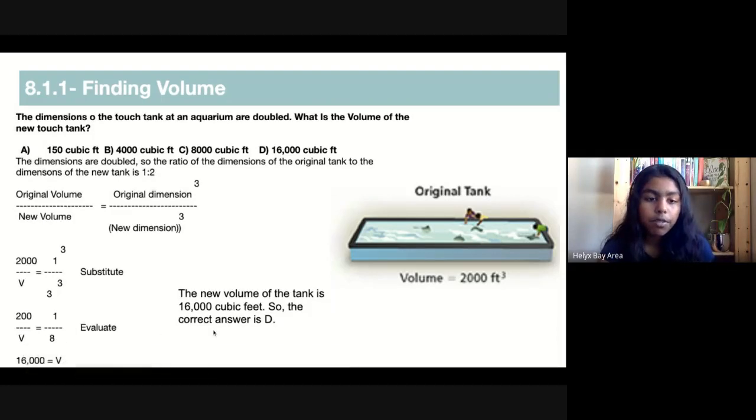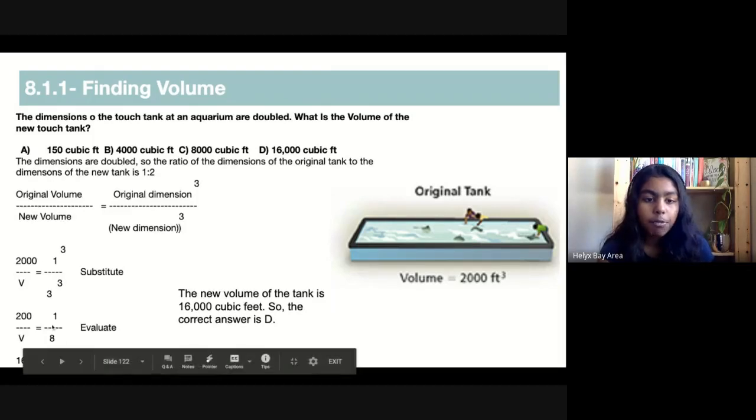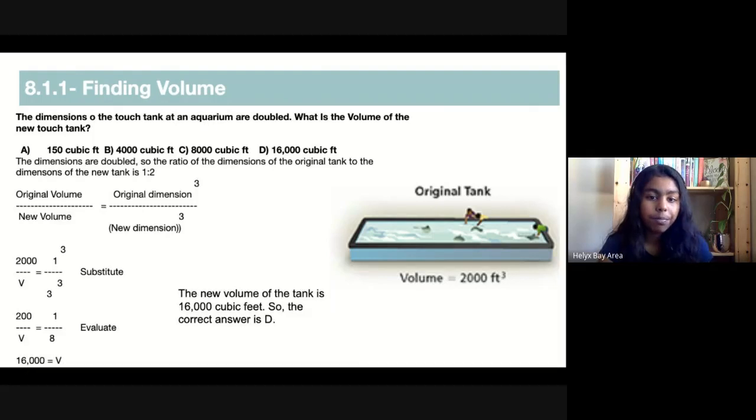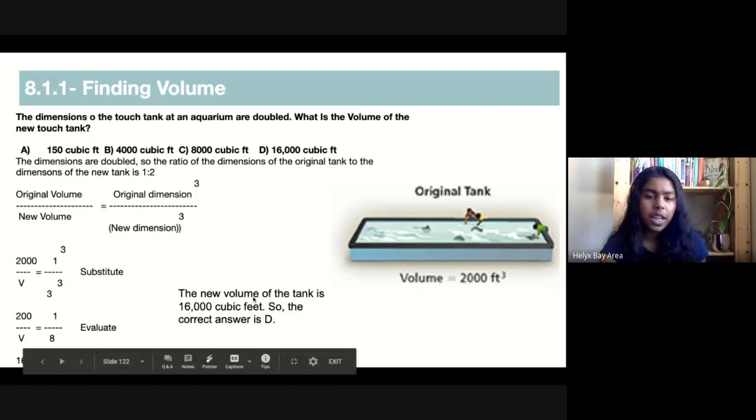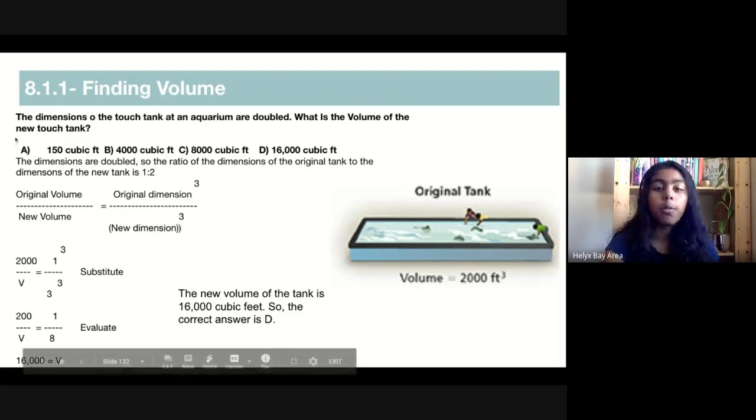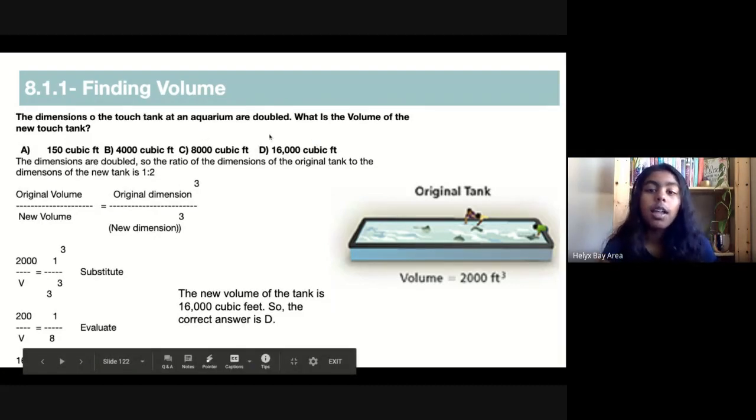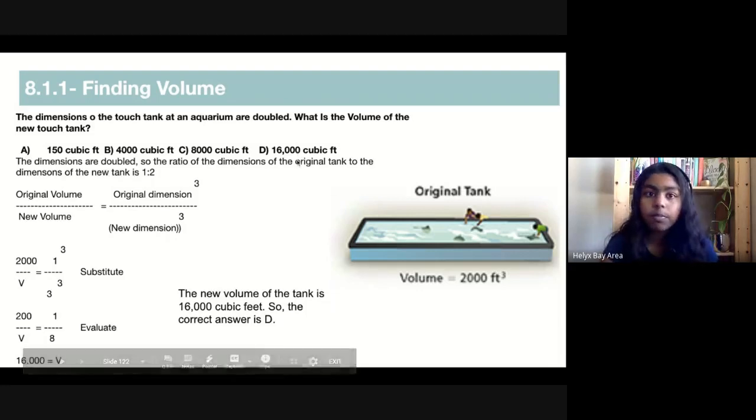Now we're going to get rid of the denominators by multiplying out. We're going to multiply the left side by 8 and the right side by v, and we're left with 16,000 equals v. So the new volume of the tank is 16,000 cubic feet. And to double check, we can look at our answers here, and that was one of our answers, so we're correct. So the correct answer would be D, 16,000 cubic feet.